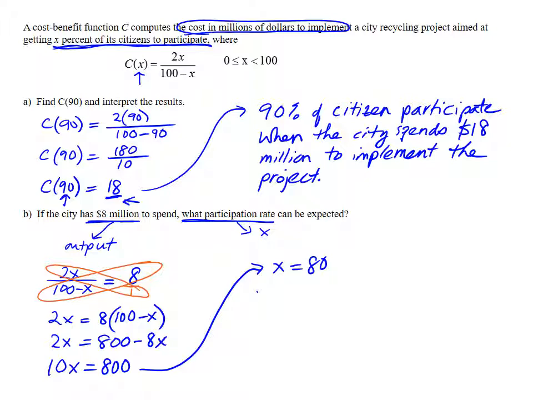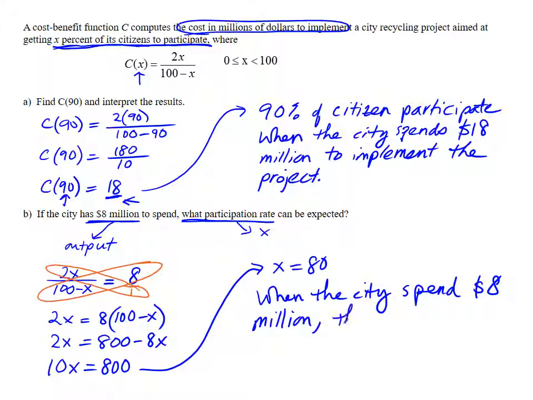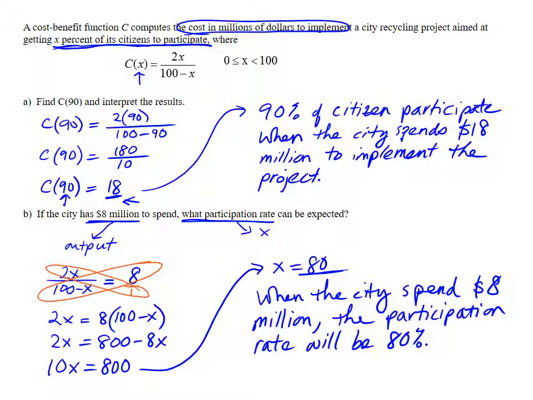So what that's saying is that when the city spends 8 million, and we should always write our answer in a sentence to word problems, then the participation rate will be 80%. That's the answer we found. So there we have working with a function and either evaluating or solving when we're dealing with a function that has fractions.